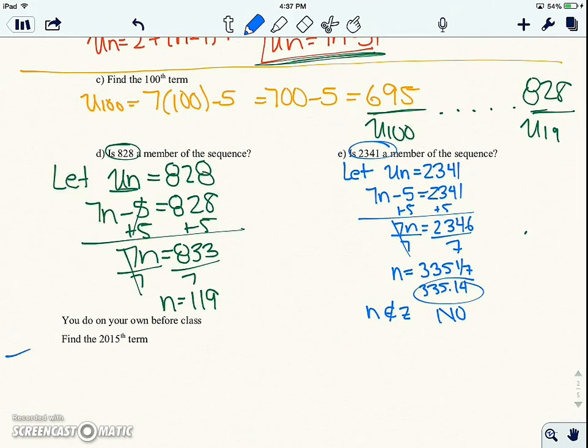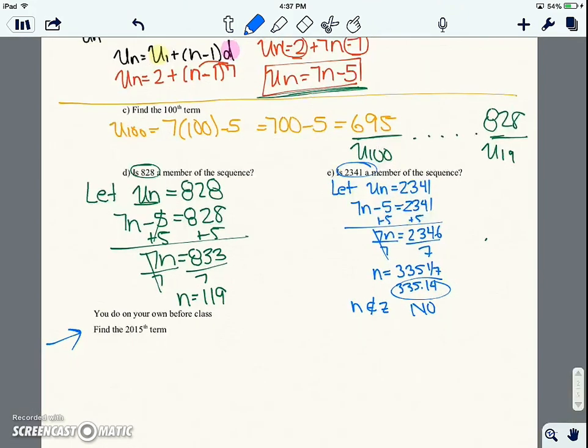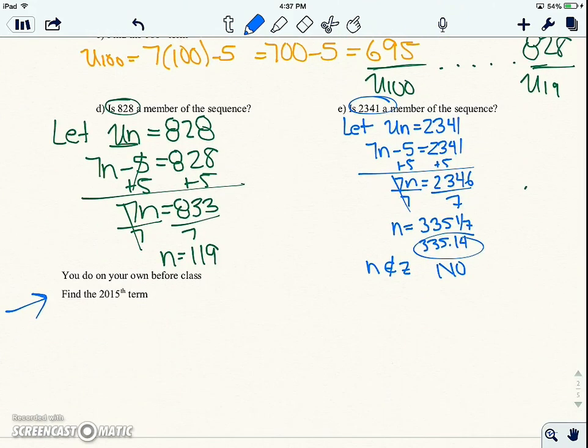Go ahead and try this next question. Before class, it says find the 2015th term. So that would be like example C. Show work. Thank you.